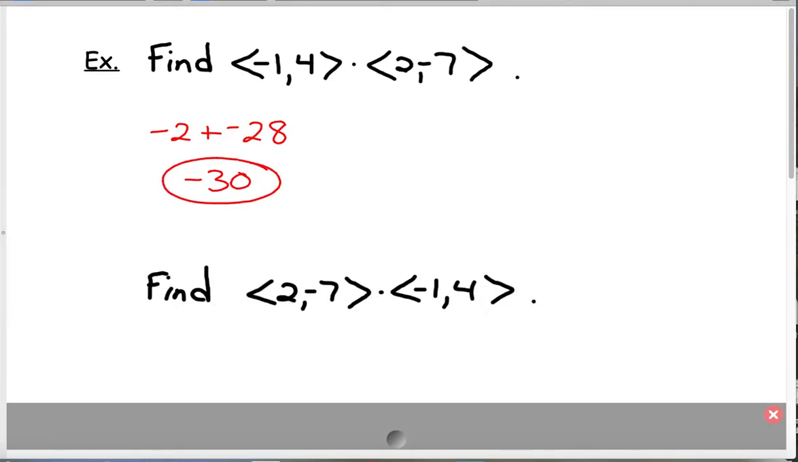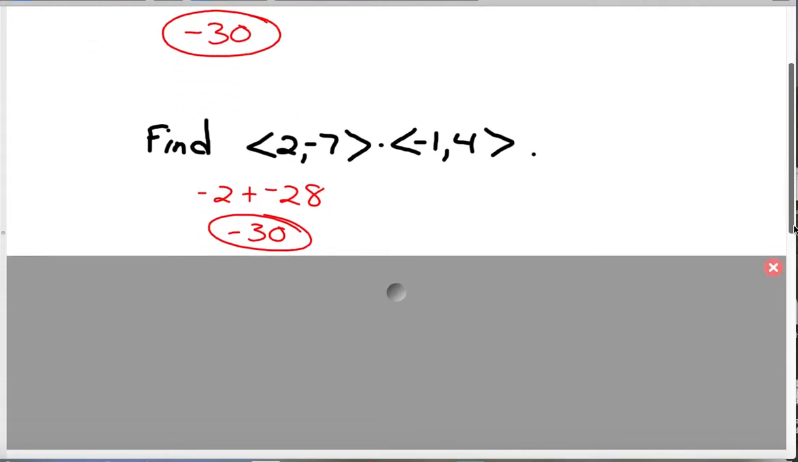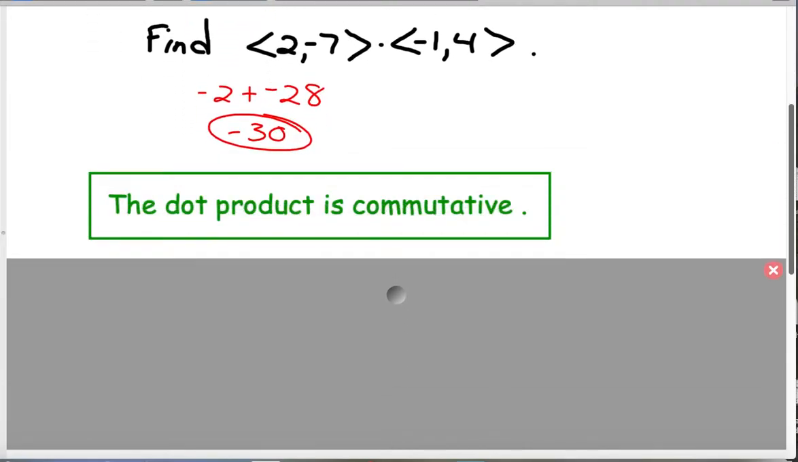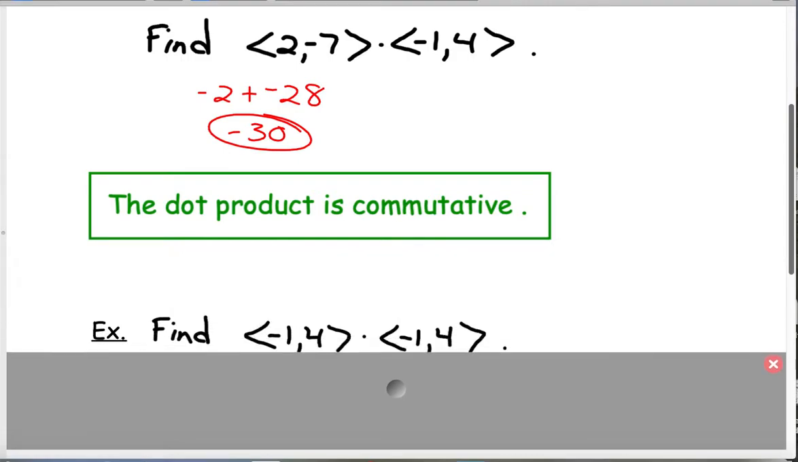What if we switch and we do the 2, negative 7 vector dot the negative 4, 1 vector? Well, we're still going to multiply the x components and multiply the y components and then add those together, and so we get the same answer. And so obviously the dot product is commutative because the operations involved are multiplication and addition, and those two operations are commutative over the set of real numbers. So dot product is commutative.